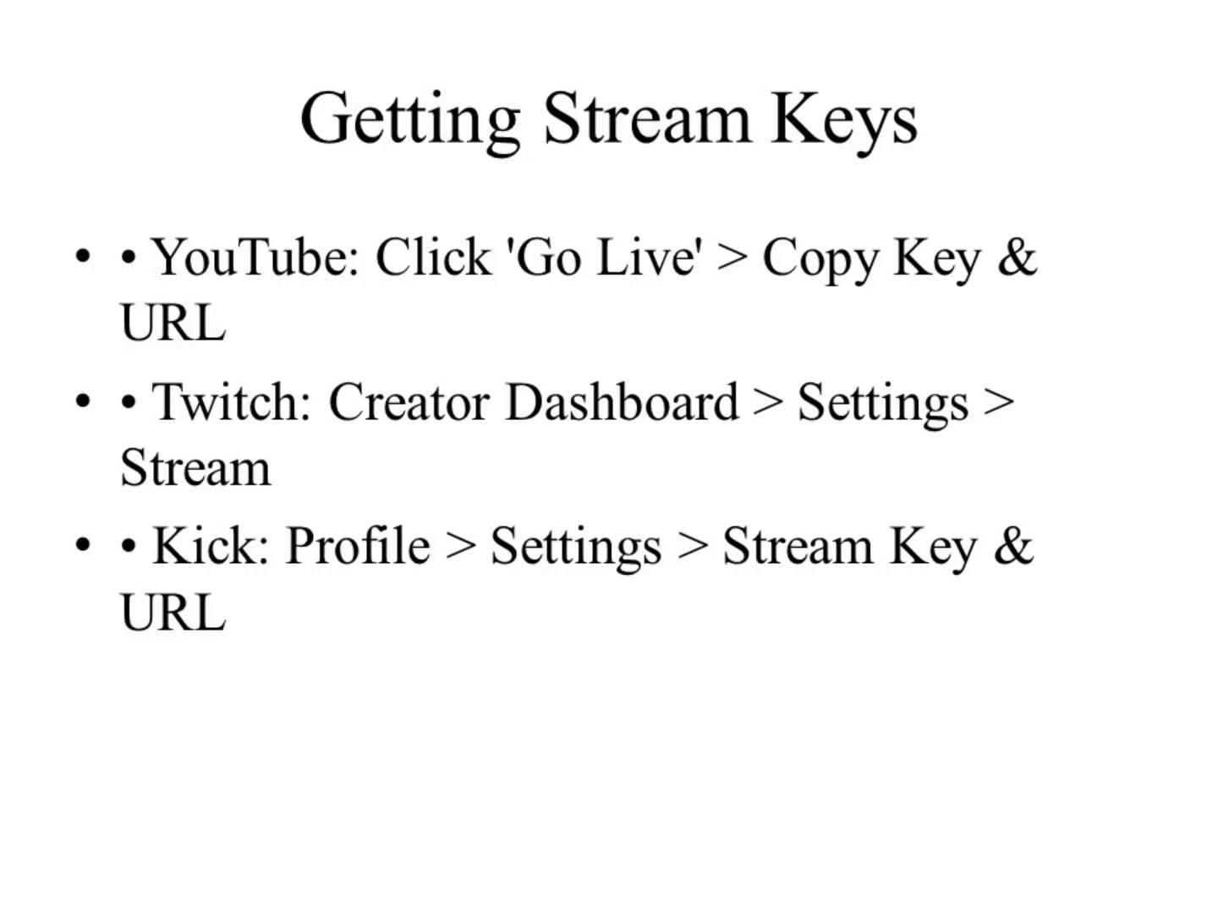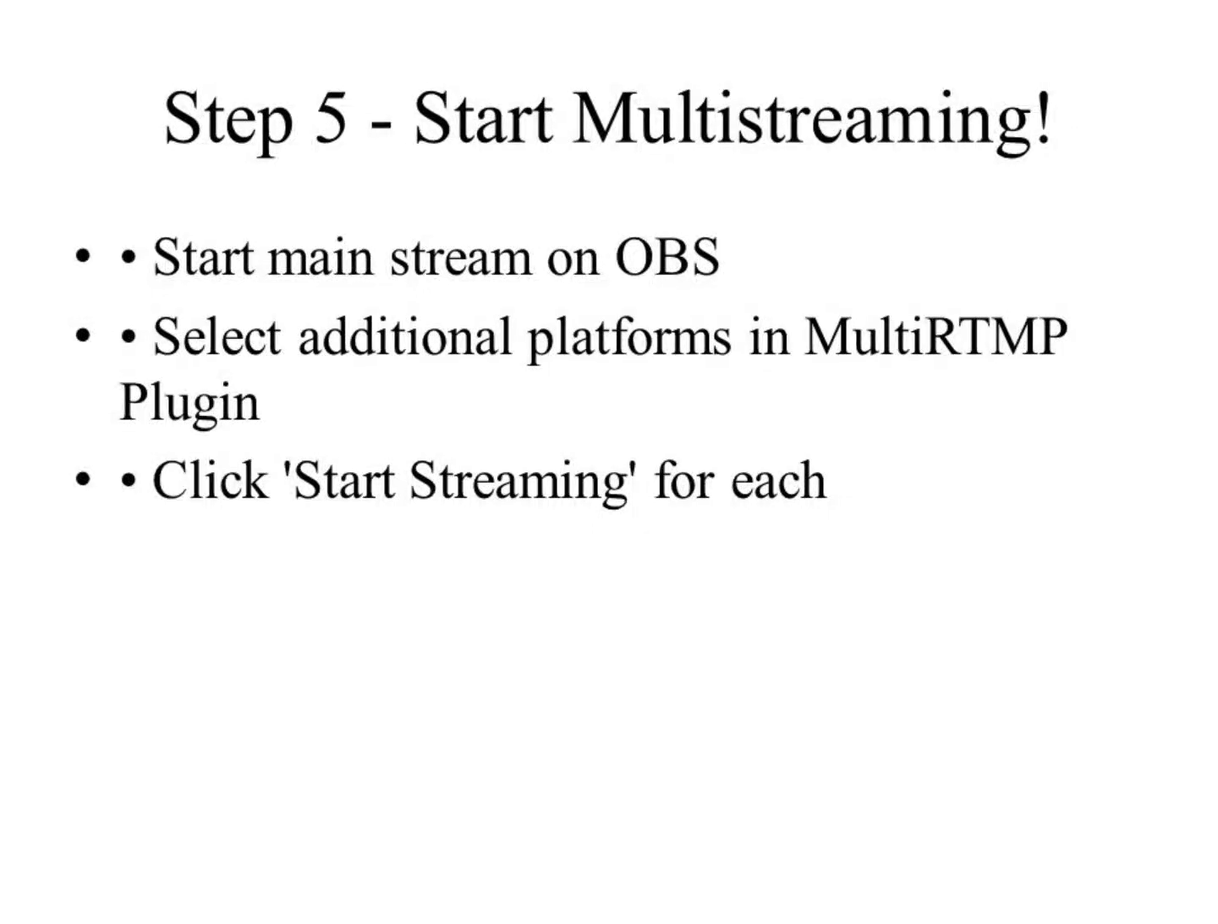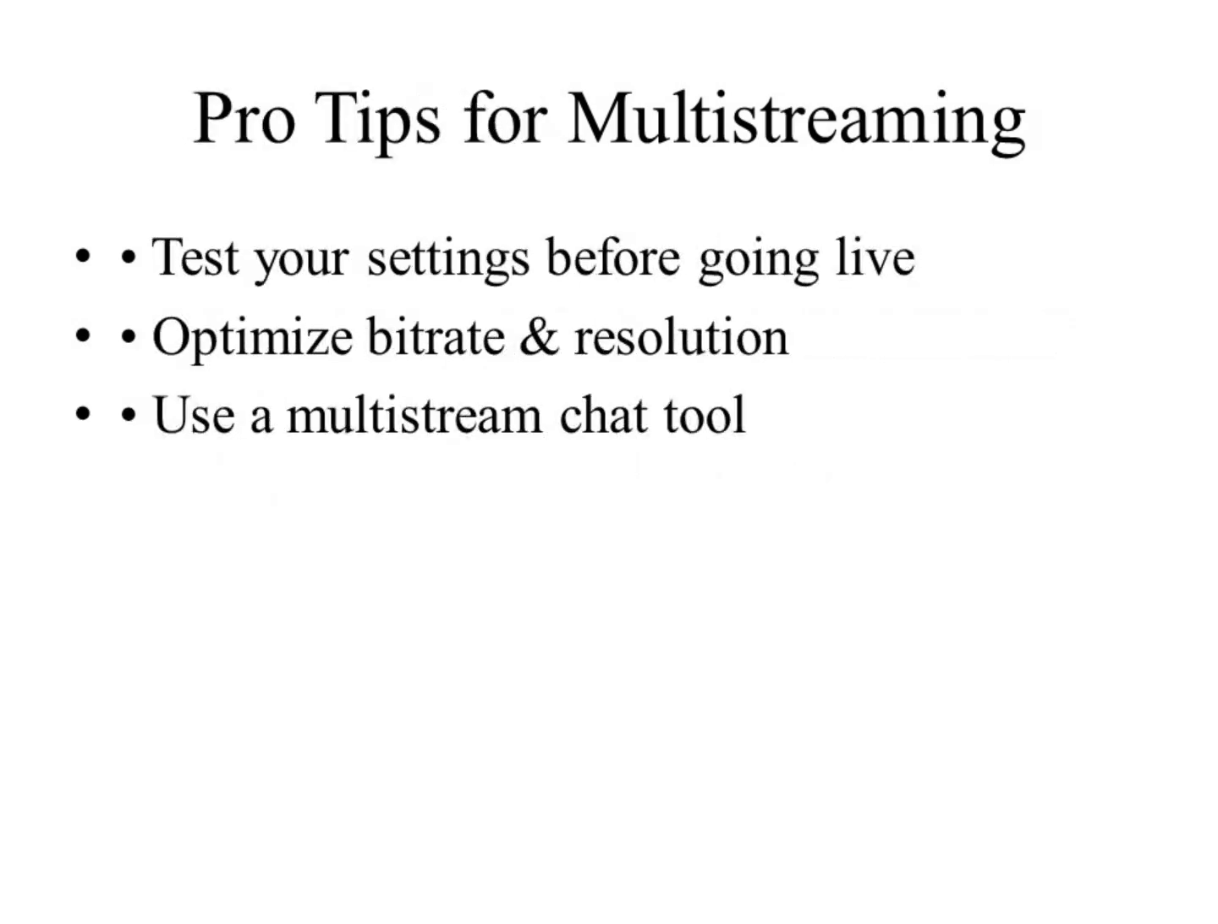So now that all platforms are set up, let's go live. Start your main stream on OBS. In the multi-RTMP plugin, select the additional platform you want to stream to. Click start streaming for each platform, and boom, you're now streaming on multiple platforms at the same time. If you need to stop streaming on one platform, just click stop streaming in the multi-RTMP plugin while keeping the others running. So that was basically how you can multi-stream with OBS.